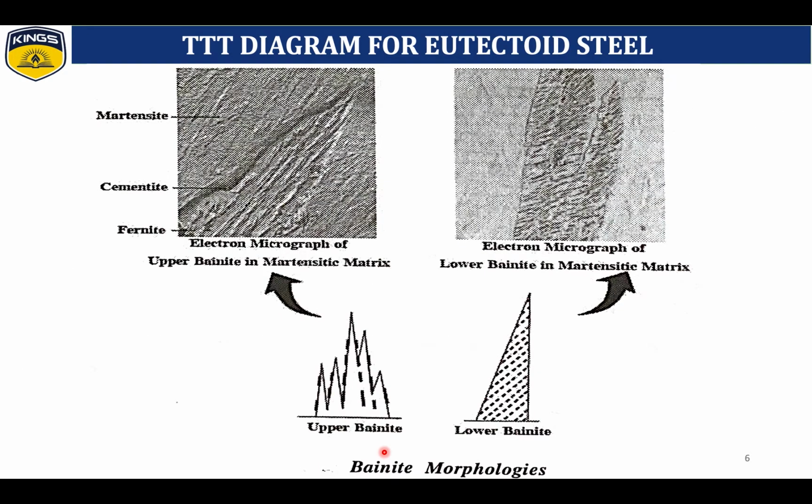Here the photomicrographs clearly show lower bainite and upper bainite. In this diagram, the structure of upper bainite is clearly shown, and here the knife-like structure of lower bainite.